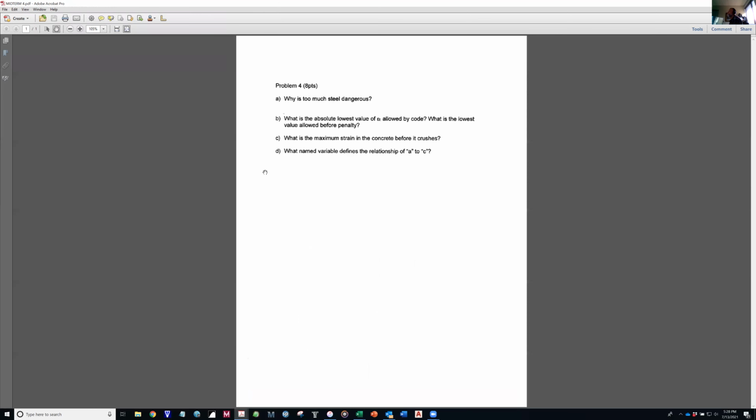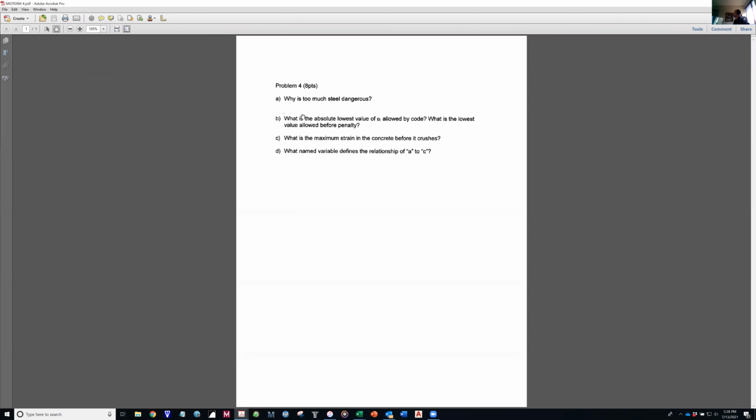Okay, so the last problem was problem number 4, and you had 4 fill in the blanks. Each one of them was worth 2 points. In some cases, somebody got really close, so I gave them a point here. In some cases, this is actually 2 values I'm looking for, and they may get one but not the other, so they may get a point here. Part A, why is too much steel dangerous?